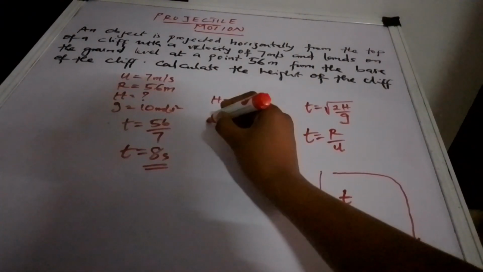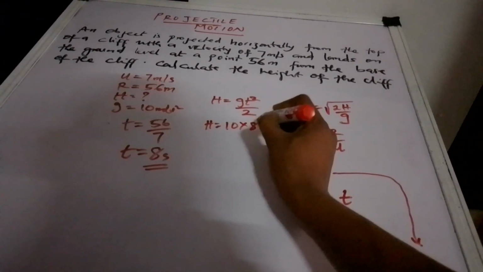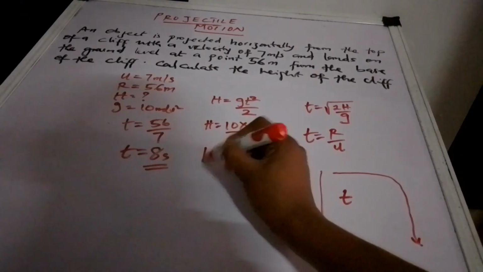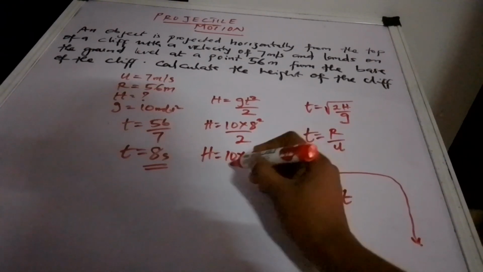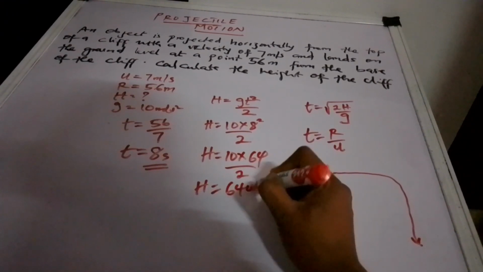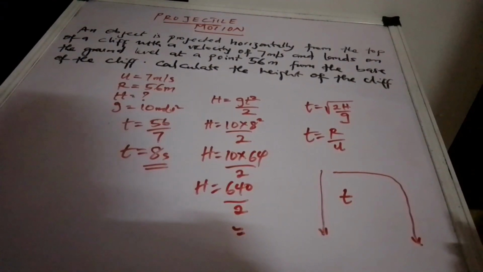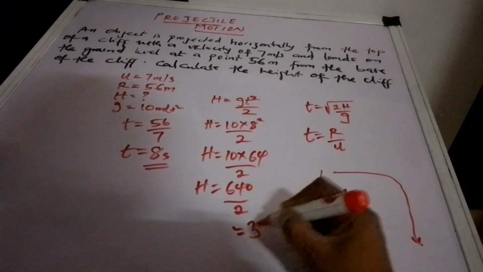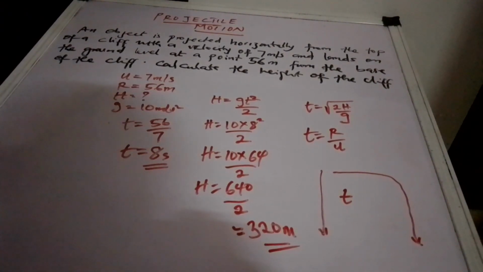So in that case, we find our height. Our height will now be 10 multiplied by our t squared, over 2. So our height is going to be 10 multiplied by 8 squared, which is 64, then over 2. So our height is going to be 640 over 2. If I divide both sides by 2, then our height is going to be 320 meters. So our height is 320 meters.